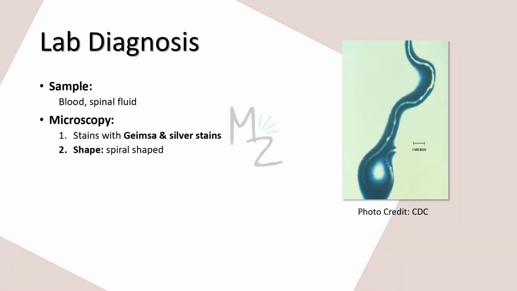Lab diagnosis. We'll need a sample of blood because the organism is present in blood and is causing bacteremia. We'll also take a sample of spinal fluid because of neurologic involvement. Then we'll go for microscopy, and this bacterium, Borrelia burgdorferi, stains with Giemsa and silver stains. It is spiral shaped, as you can see in this picture, but is loose and irregular.